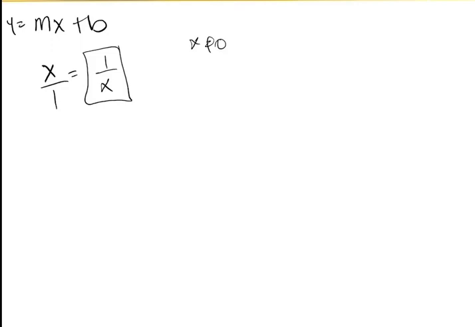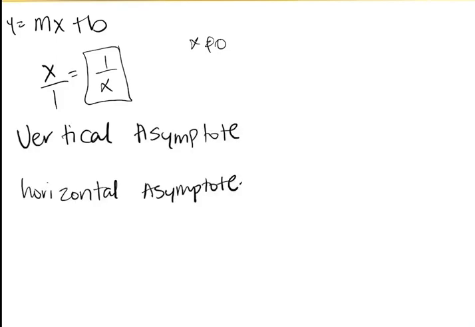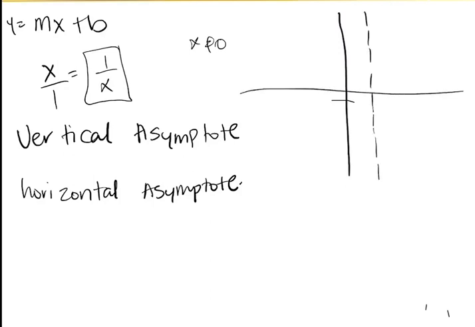Some key terms that we're going to need to learn would be our vertical asymptote and our horizontal asymptote, VA and HA. These are lines. A vertical asymptote is a vertical line where our graph is going to approach that line, but it's never going to touch it. So let's say we have a graph like this. Our graph is going to move so close to that line, but it's just never going to touch it.